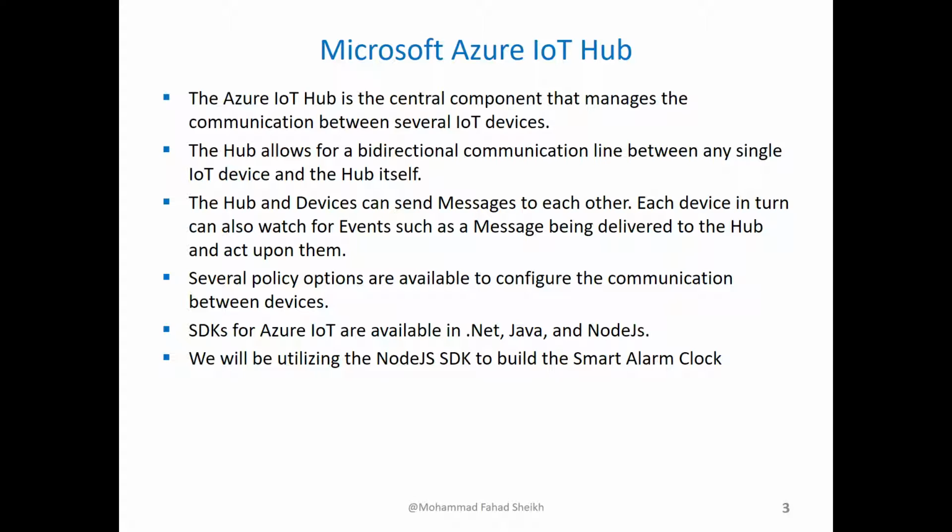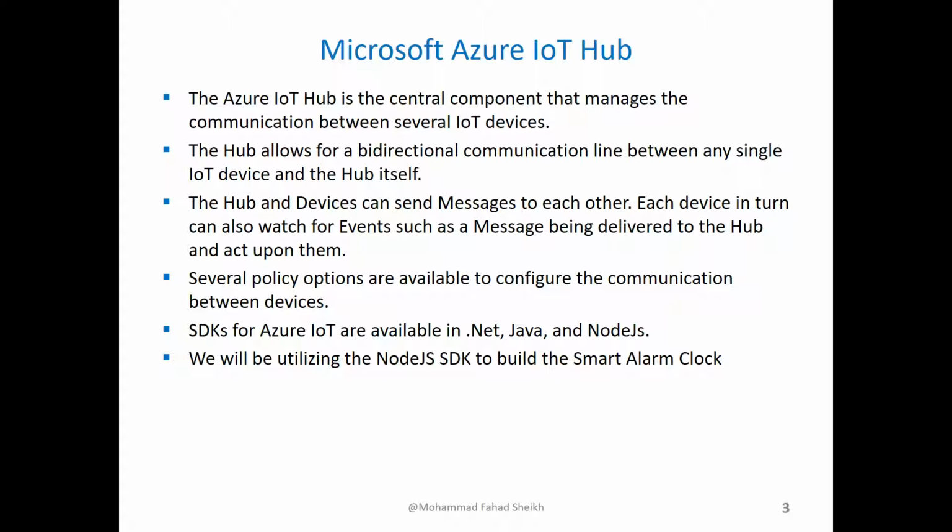So taking a look at the Microsoft Azure IoT Hub, the IoT Hub is the central component that manages all communication between several IoT devices. In the Azure management area, you could set up an IoT hub. You can have several IoT hubs, and each IoT hub can have many devices connected to it. The hub then allows for bi-directional communication between itself and the devices.